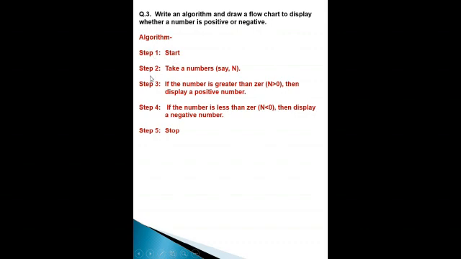First we will write the algorithm. Step 1, start. Step 2, take a number, say n. In the form of n we will take that number. Step 3, if the number is greater than 0, I have not written O, this is zero, Z-E-R-O, 0. If n is greater than 0, then display a positive number. Step 4, if the number is less than 0, this is also 0, if n is less than 0, then display a negative number. Step 5 is stop.